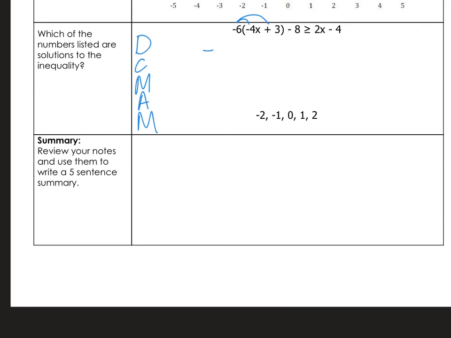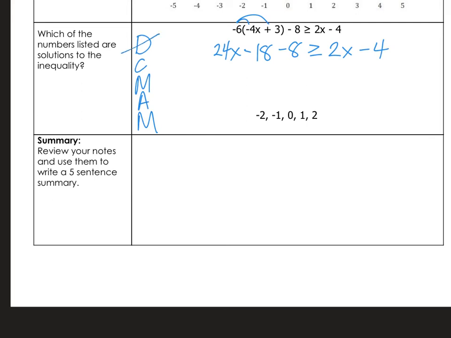So we get positive 24x. You don't have to write the plus. I just did it because you know that a positive times a positive, or a negative times a negative, gives me a positive. So we have positive 24x, and then negative 6 times positive 3 is going to give me negative 18 minus 8. Bring everything else down. All right, we don't see any more parentheses, so we're done with distributing.